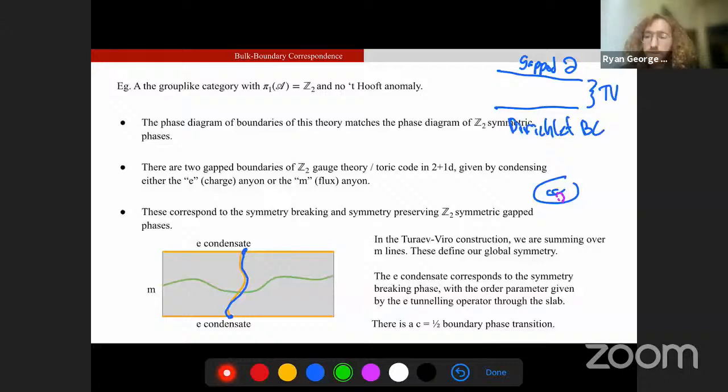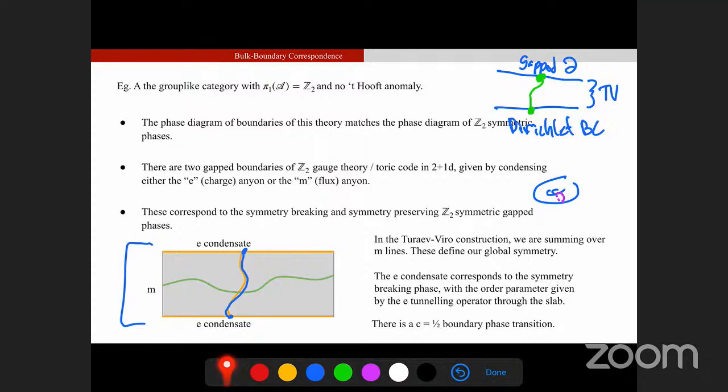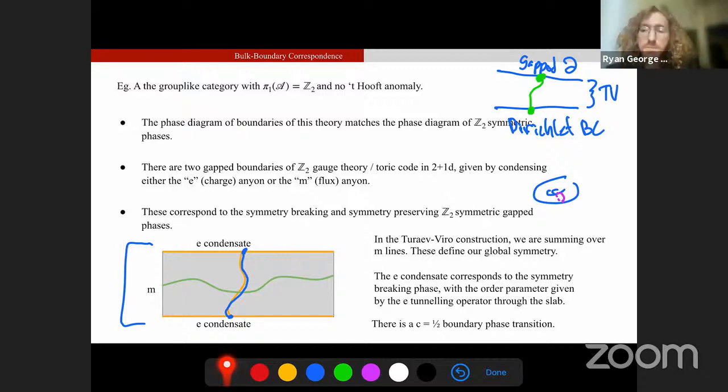The order parameters are anyons that can tunnel across the slab, and they act by the anions that can tunnel across the slab. So for instance, in this example where we had the E condensate on both sides, the E that can tunnel across is an order parameter because it braids with this M line. The M line is giving us our symmetry.